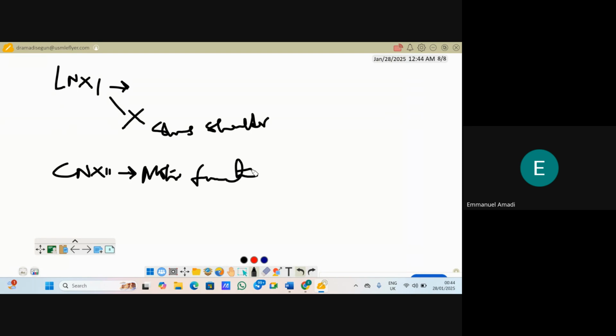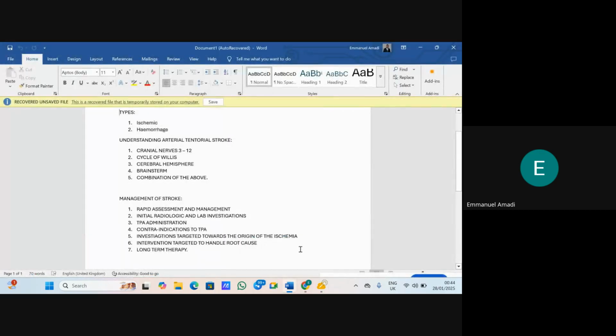So we have been able to talk about the important 10 cranial nerves, cranial nerve 3 to cranial nerve 12. Please remember these things because we're going to be playing with them in less than no time. Now, let us do the cerebral hemisphere. When we do the cerebral hemisphere, we can do the brainstem, I bring in the circle of Willis, and we combine them and we play around.